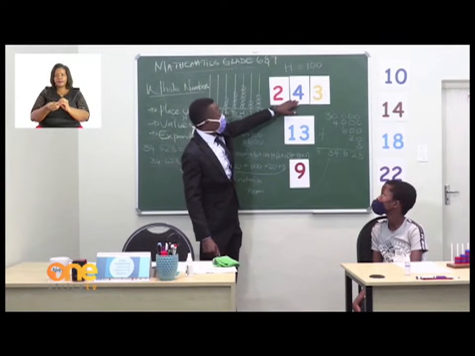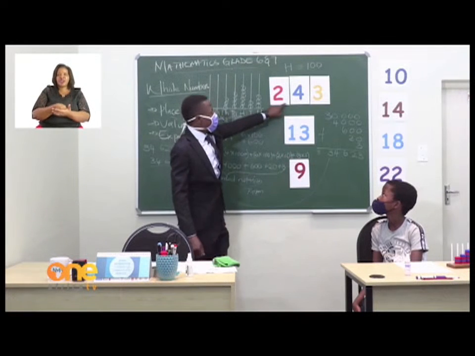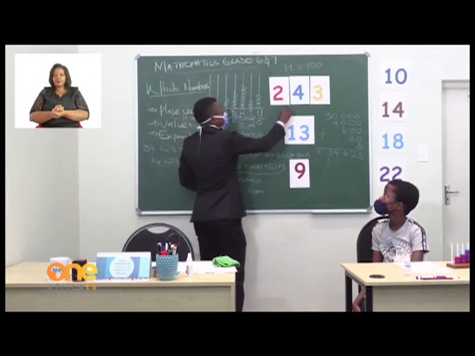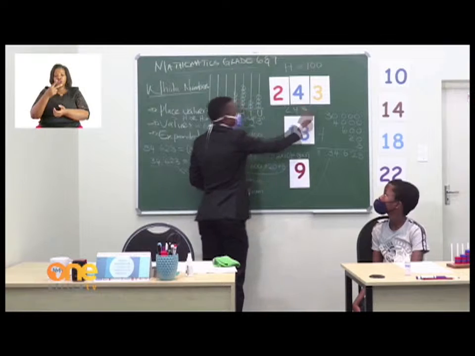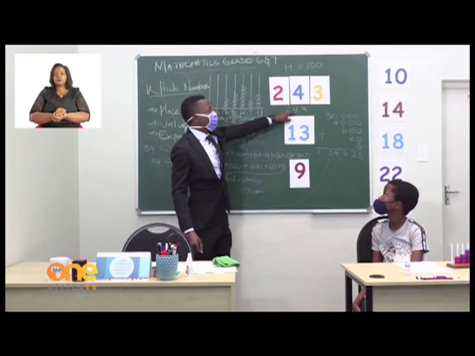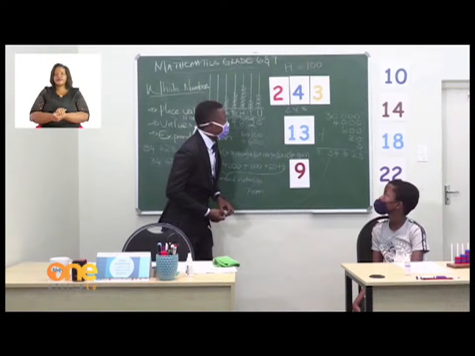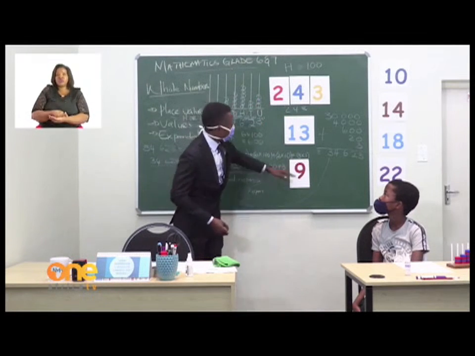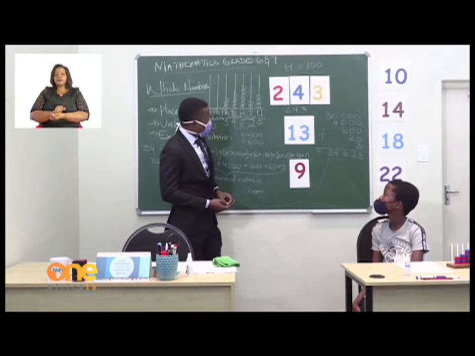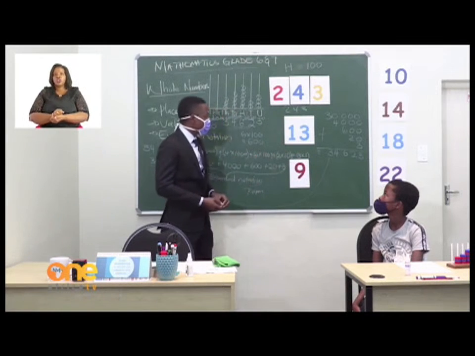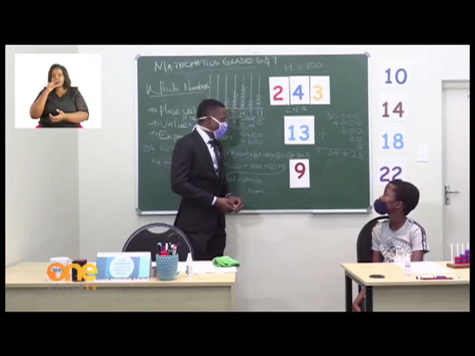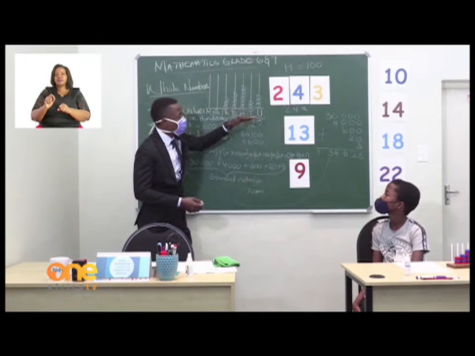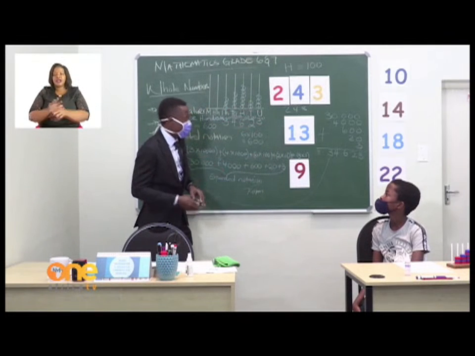You can also try this number here. First of all, we have 243. You need to know how to write this in words. You can try it in a minute. We have 13 here. You can also try it to write it in words. And we have 9. You need to know also how to write 9. That is just for you to know how to write the numbers in words.